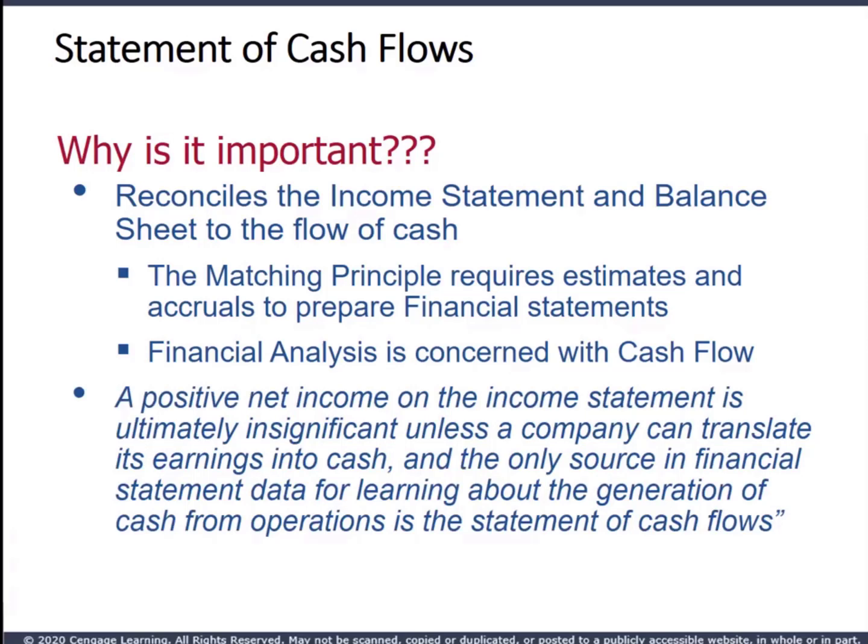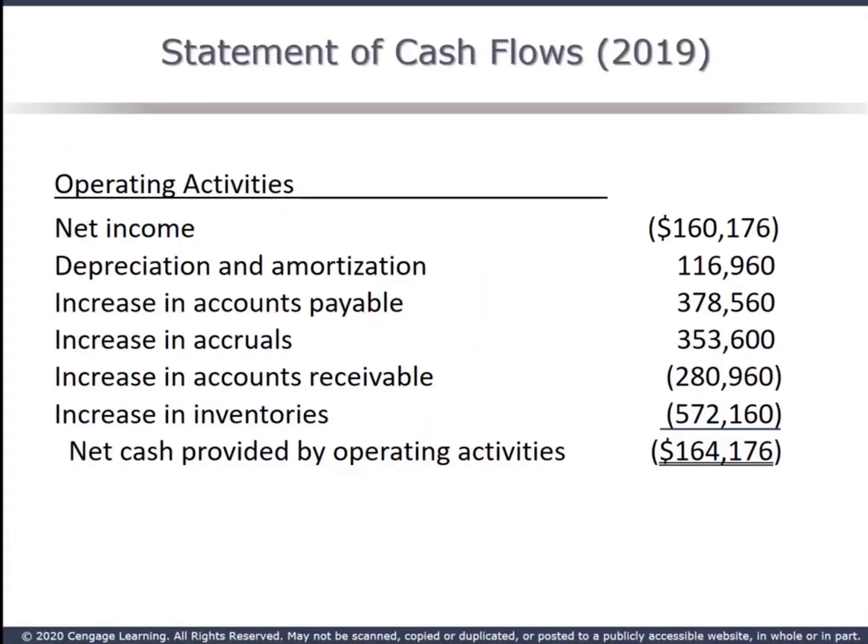A firm needs to translate sales and earnings into cash. The statement of cash flows has 3 sections: cash from operating activities, cash from or used for investing activities, and cash from or used for financing activities. The objective is to reconcile beginning of the year cash with end of year cash. Here's the cash flow from operating activities for DeLeon. The result is negative, driven by the negative net income.